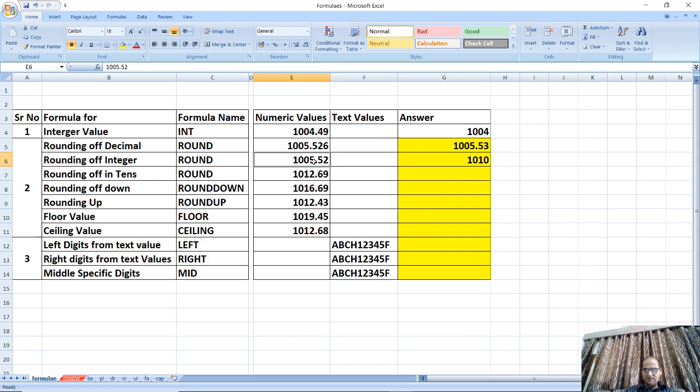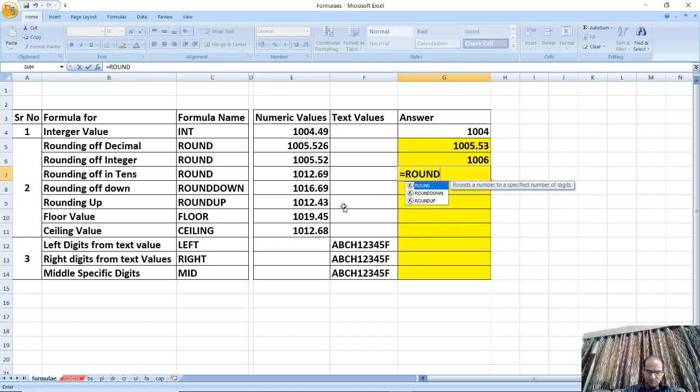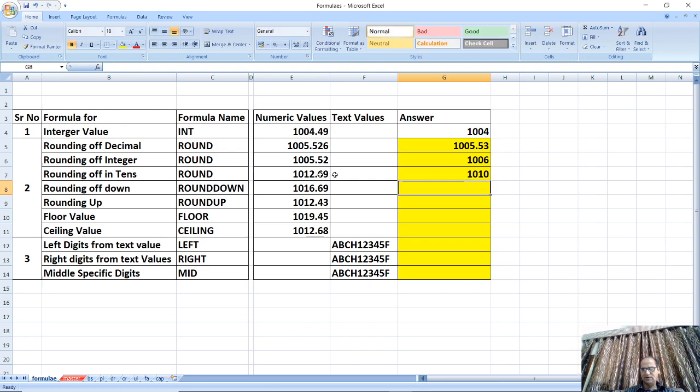And the round minus 1, instead of using minus 1, it will round off the integer portion. And if we want to round off into tens of the integer portion, the last digit of the integer into tens, how can we do that with minus 1? This is the best formula we can ever find, wherein we have to round off into tens.